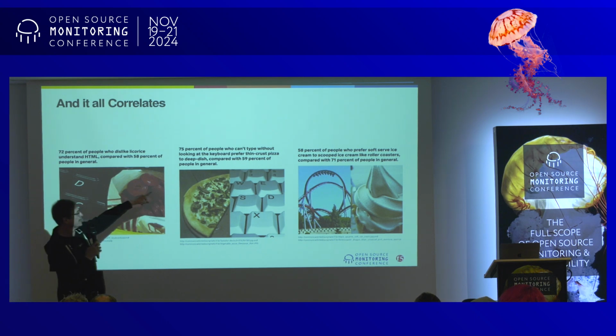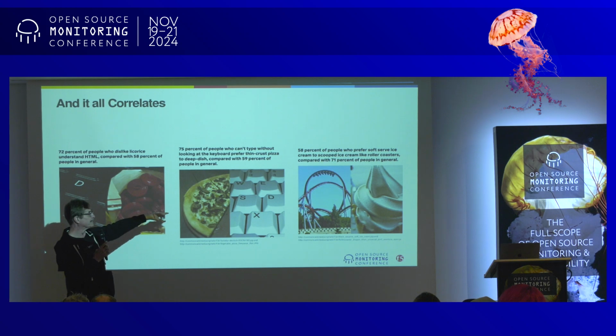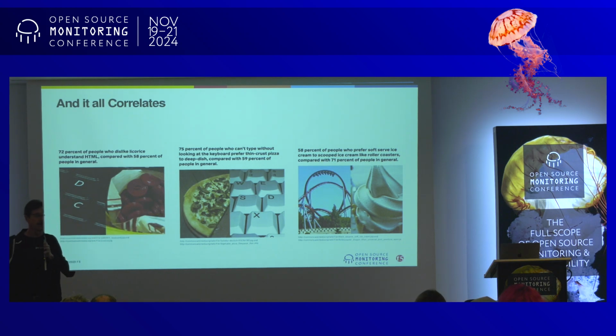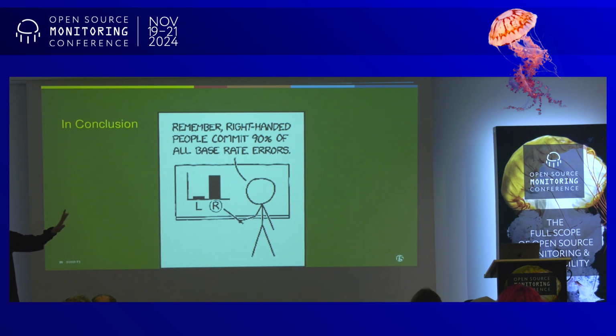And then finally, sort of summing up here, if you dislike licorice, you probably understand HTML. If you can't type without looking at a keyboard, you prefer thin crust pizzas. And by the way, if you prefer soft serve ice cream, you probably don't like roller coasters. So that's all the functionality. And finally, remember, 90% of every problem is caused by somebody being right-handed.